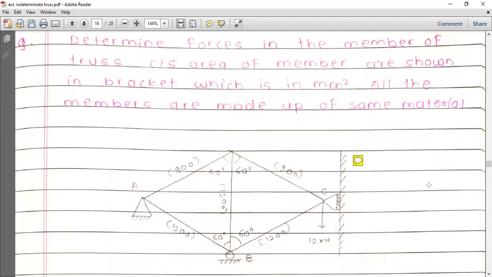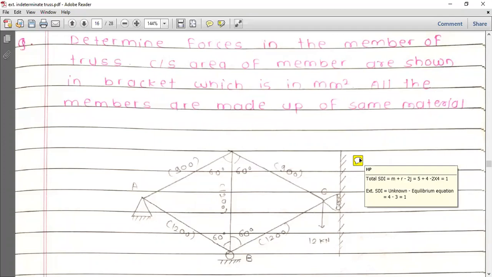Okay, now let us move to the next problem regarding the analysis of an indeterminate type of truss. Of course, the first step of analysis is finding out the SDI of the structure. So, first of all, we find the total SDI of the structure. The formula for the total SDI is M plus R minus 2J.